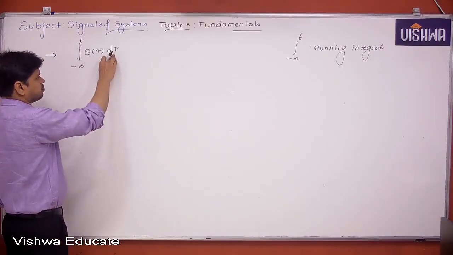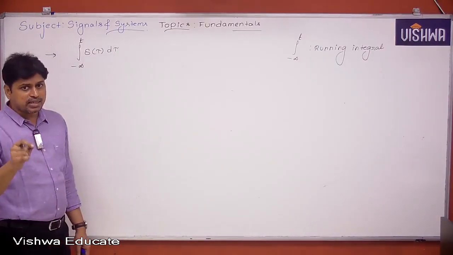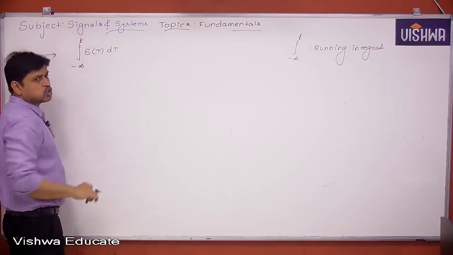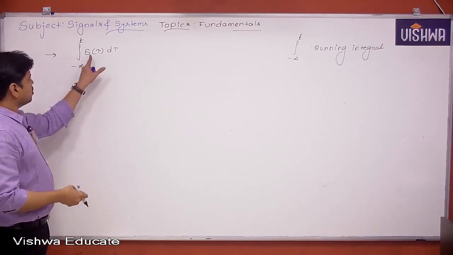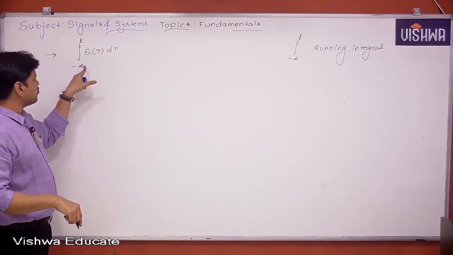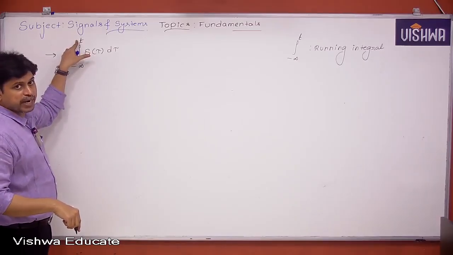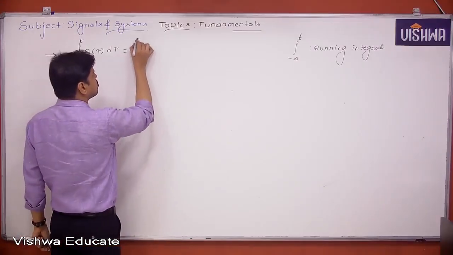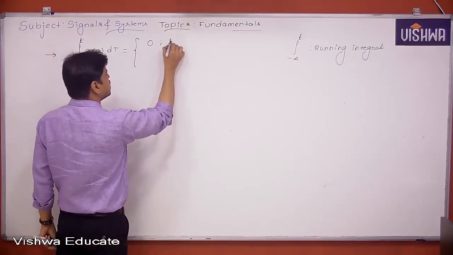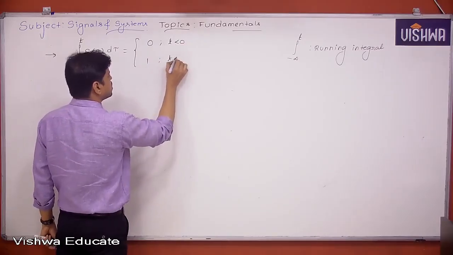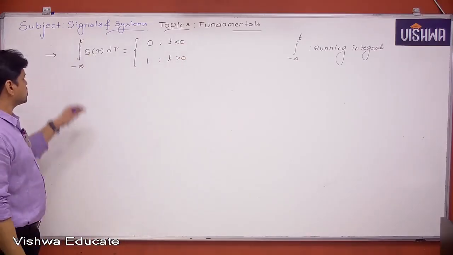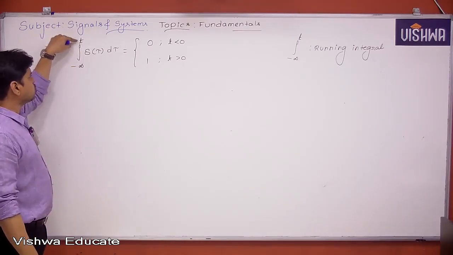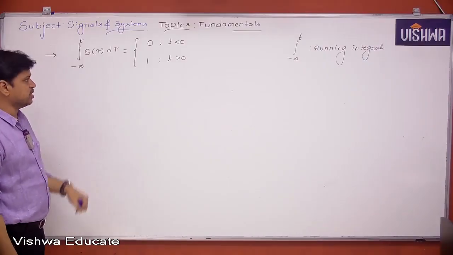Delta tau d tau. Delta tau is existing at tau equal to 0. Suppose I take t equal to -2. Because the function is existing at tau equal to 0, if I take the limits only from minus infinity to -2, then its value is equal to 0. Understood? So its value is 0 when t is less than 0 and its value is 1 for t greater than 0. I hope you understood what I am trying to say. Suppose I take t equal to plus 2, minus infinity to 2, the impulse function is existing, so we can say its value is equal to 1.